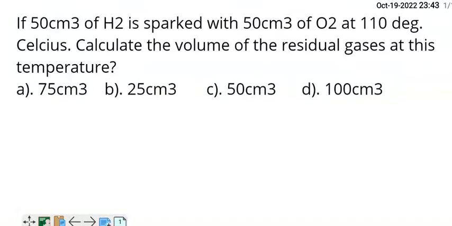We are told that 50 cm³ of hydrogen is packed with 50 cm³ of oxygen at a temperature of 110 degrees Celsius. And then we have to calculate the volume of the residual gases at this temperature. So we are given the volume of hydrogen and the volume of oxygen.